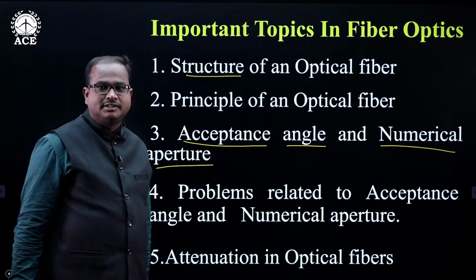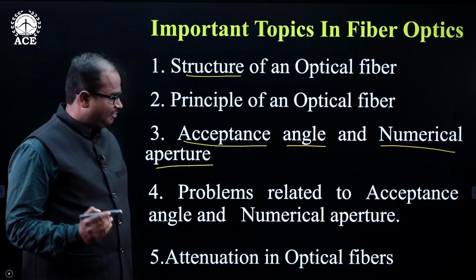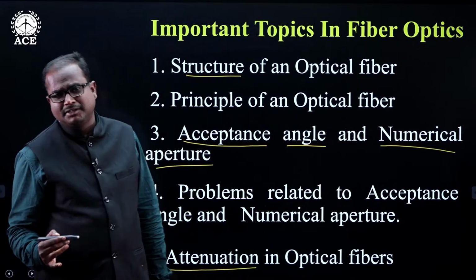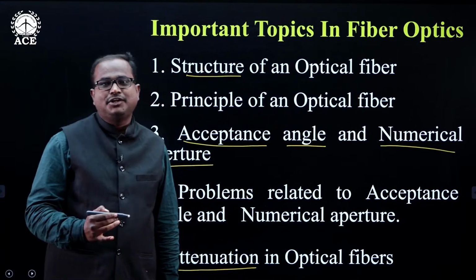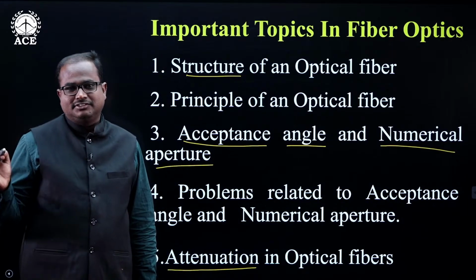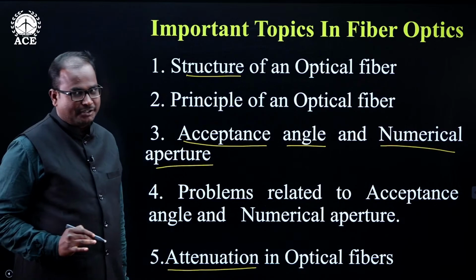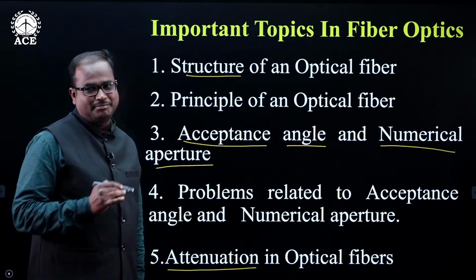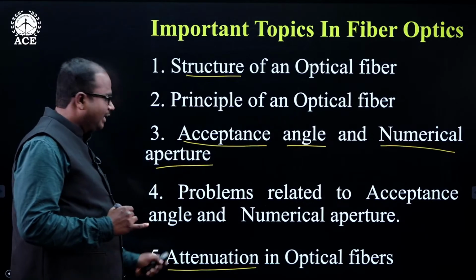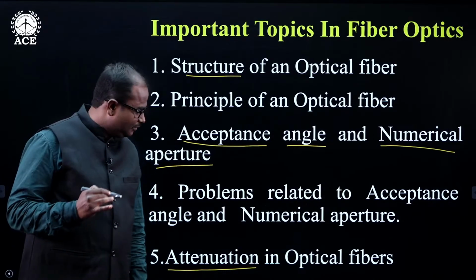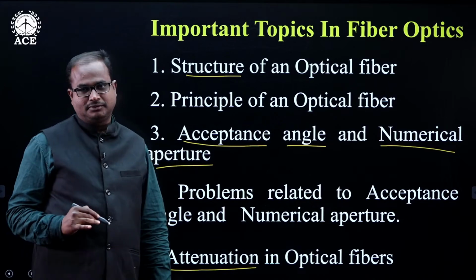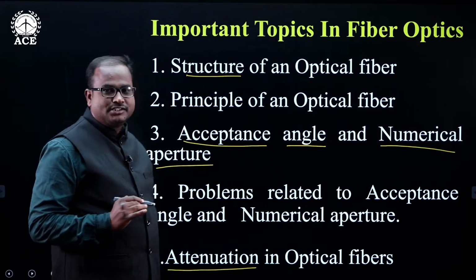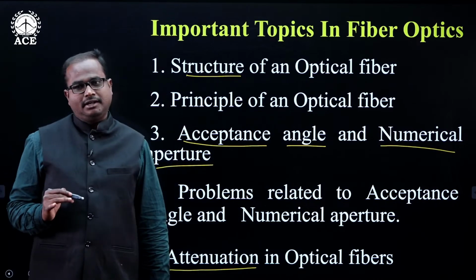The last one is attenuation in optical fibers. What is attenuation? Attenuation is nothing but losses, energy losses. While the signal is transmitting through the optical fiber, there may be some losses in the optical fiber. That loss is known as attenuation. So today we are going to discuss attenuation also. So let us start our first topic, that is the structure of an optical fiber.